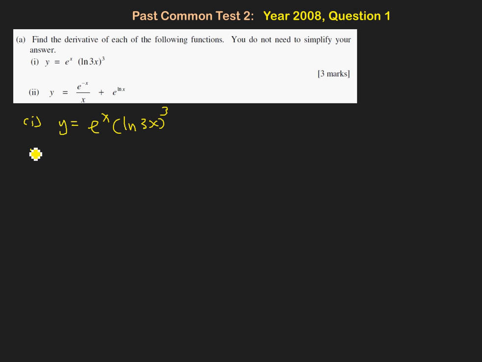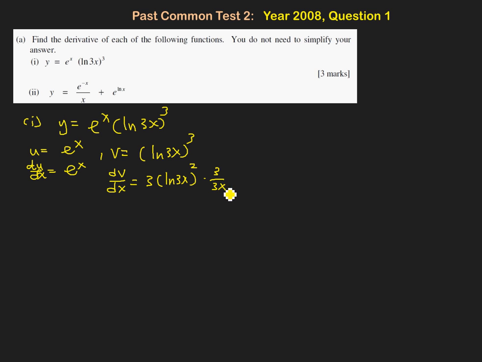So let u be e^x. So du/dx is clearly e^x, and let v be ln 3x cubed. You may apply the chain rule here. So this is 1 over 3x cubed, times 3x squared times 3. And I may simplify this. Although they tell you there's no need to simplify, I would still do it.